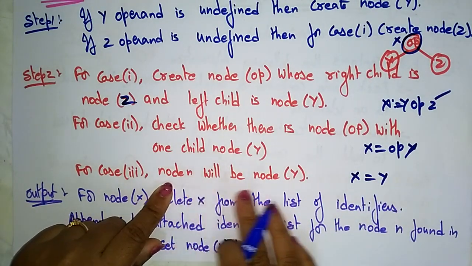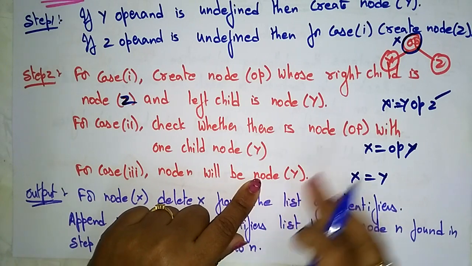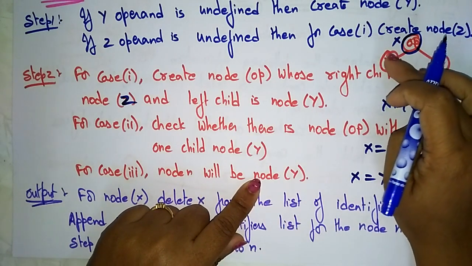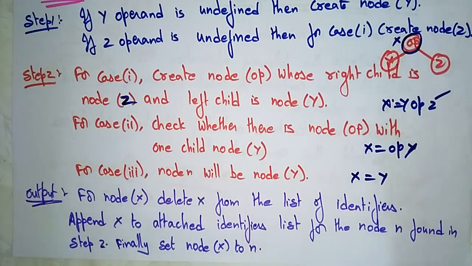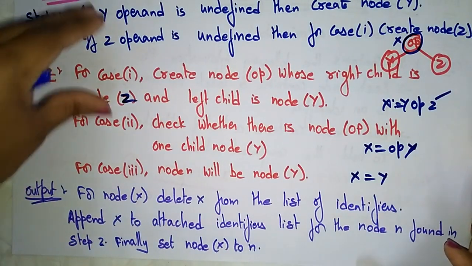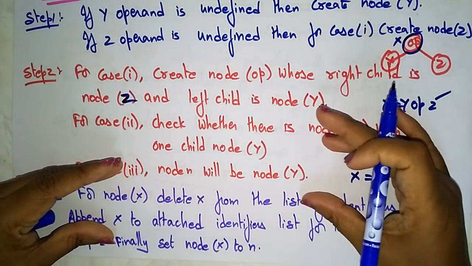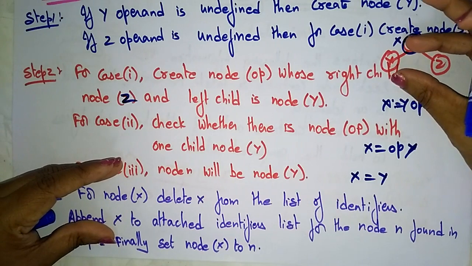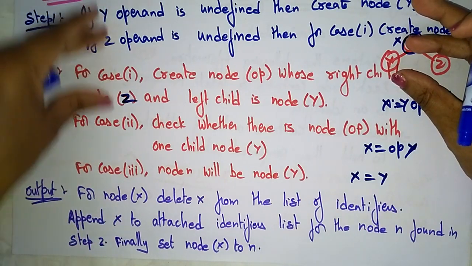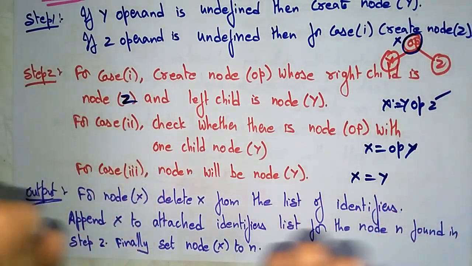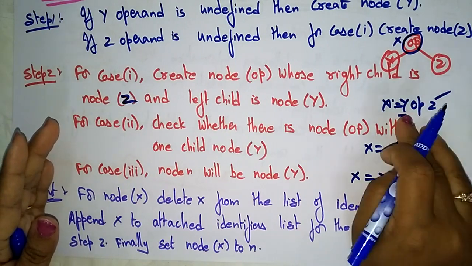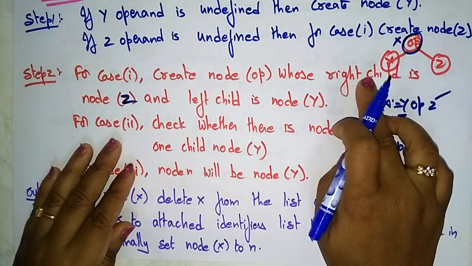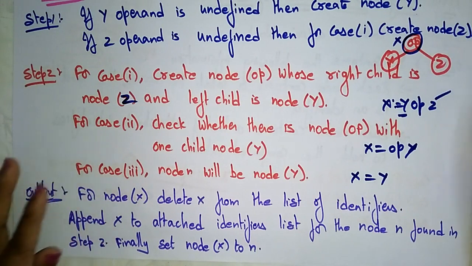Node n will be node y, and this node n, whatever it will be, it's node y. So these are the steps you have to follow. So whatever the cases that you are given, just represent them in the graph model. And you need to take care, here the left operand will be assigned as the left child and the right operand is assigned as the right child.